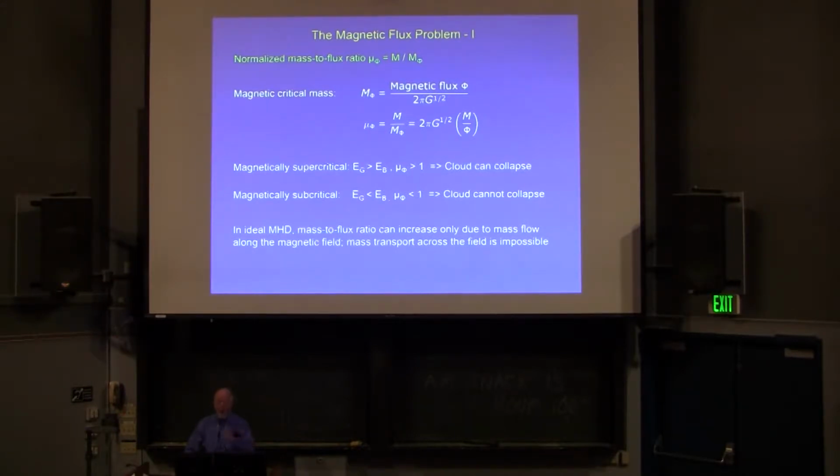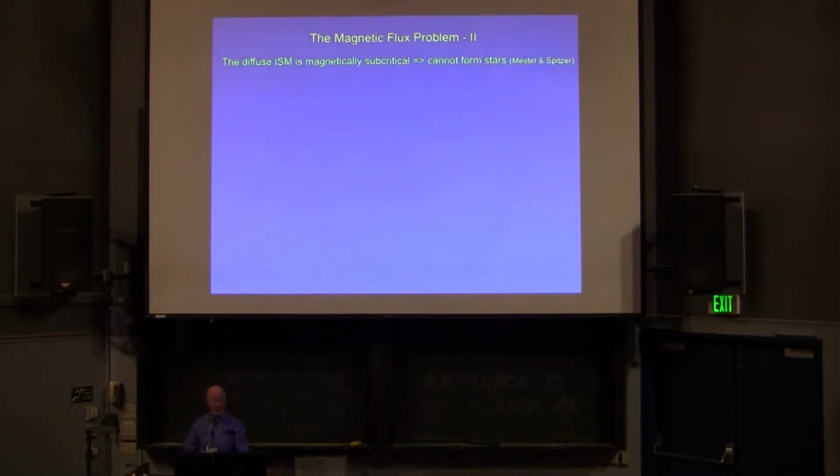So in ideal MHD, the mass to flux ratio can in fact only increase, due to mass flow along the field lines. And so mass transport across the field is impossible. If you imagine the field is, say, vertical in this room, going from the floor to the ceiling, then I can have mass flow along the field lines and form a cloud. And if I have more and more mass come in, the mass to flux ratio of that cloud can increase. However, as long as you have ideal MHD, you have no flow of mass across the field lines.